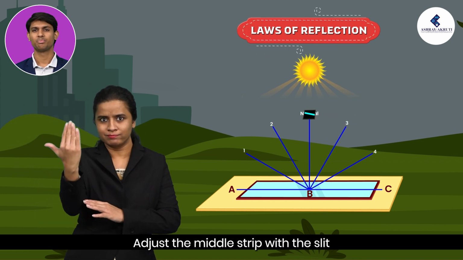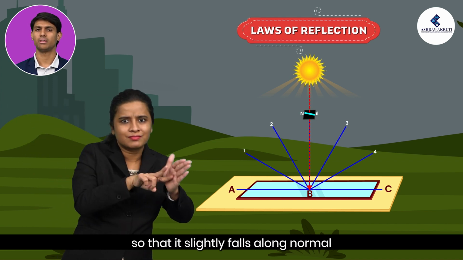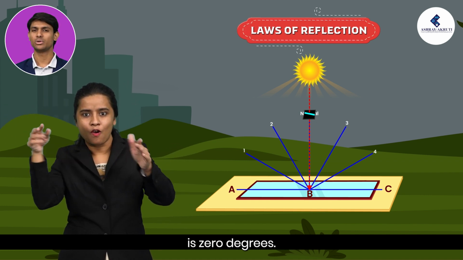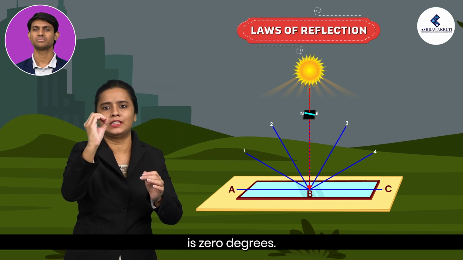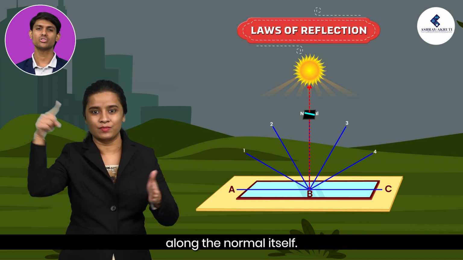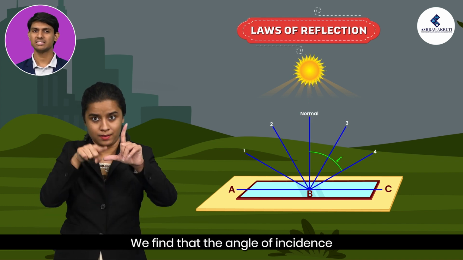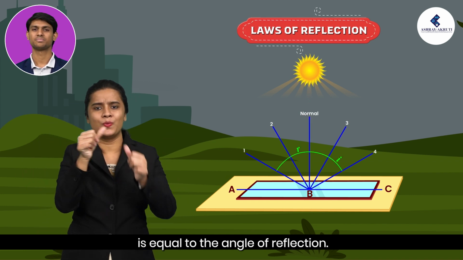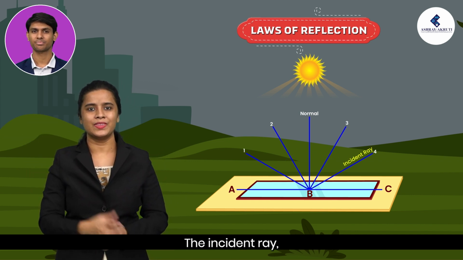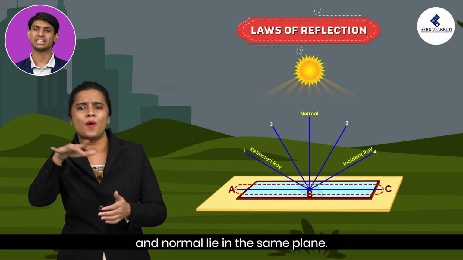Adjust the mirror strip with a slit so that its light ray falls along normal. Then the angle of incidence is 0 degrees. We find the reflected ray along the normal itself. We find that the angle of incidence is equal to the angle of reflection. The incident ray, reflected ray, and normal lie in the same plane.